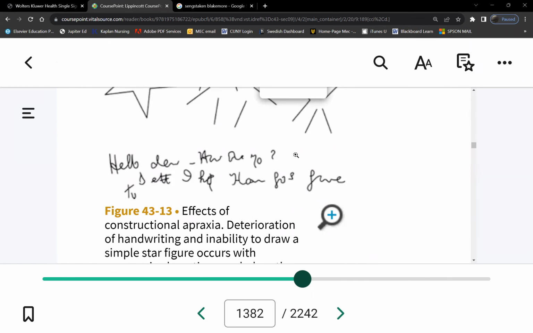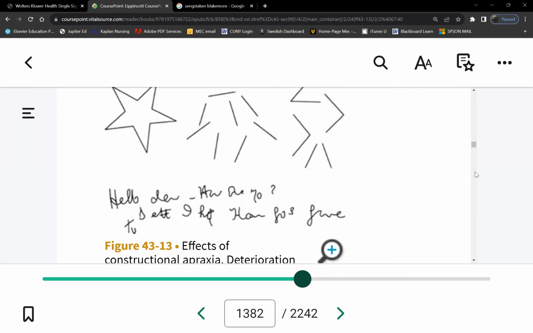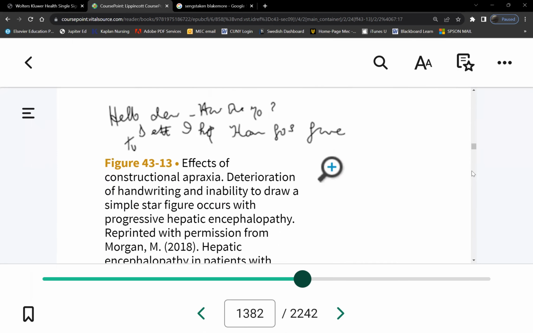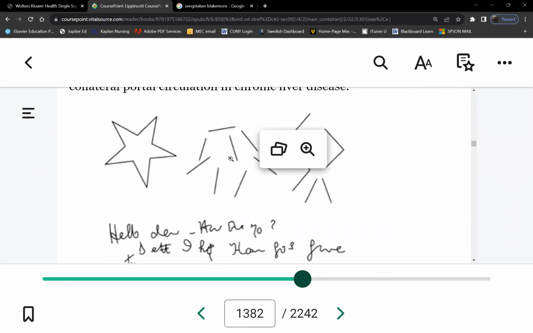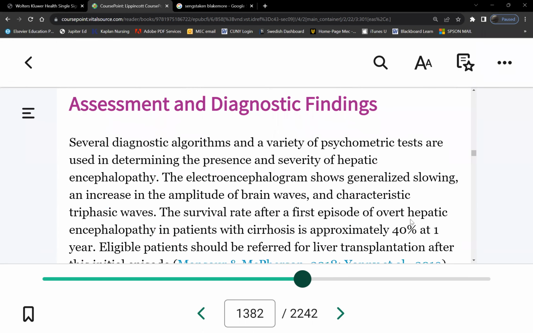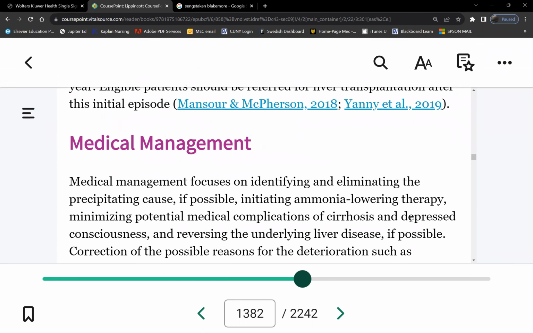This is probably not testable on the NCLEX. This is constructional apraxia. They draw like this when the patient develops encephalopathy, and they write like that. Look at it, a star, and this is their star now. It indicates they cannot coordinate. They can't coordinate the handwriting.